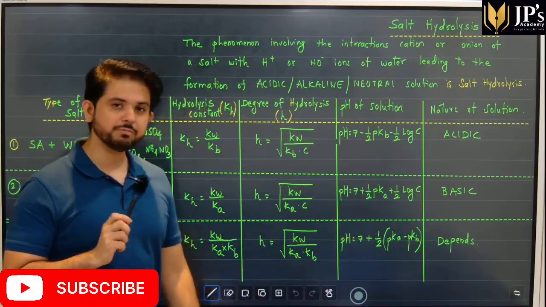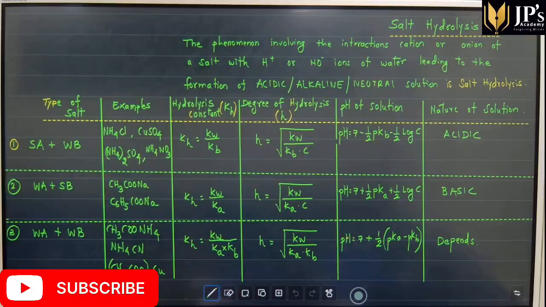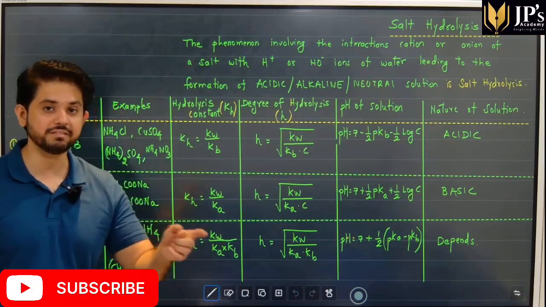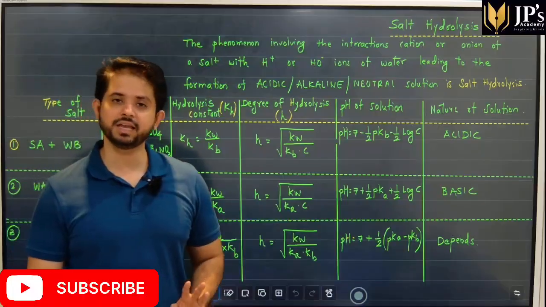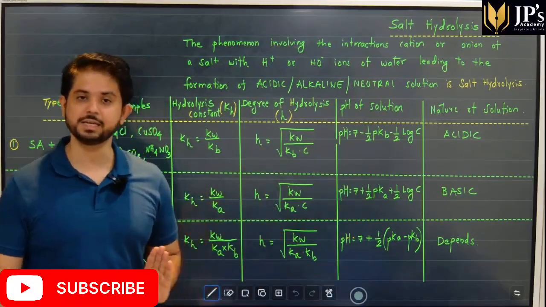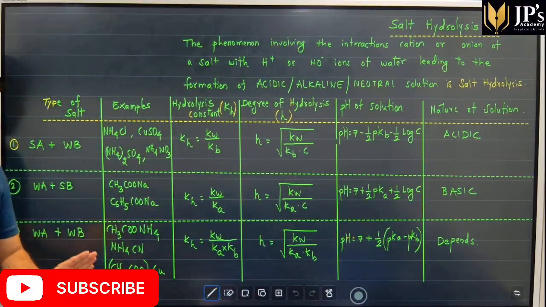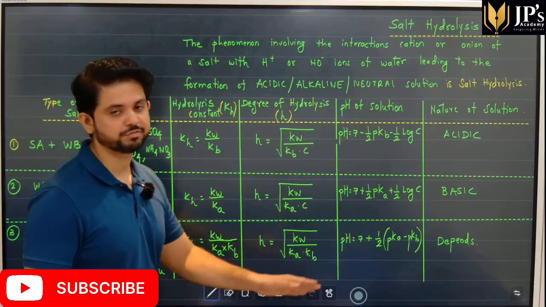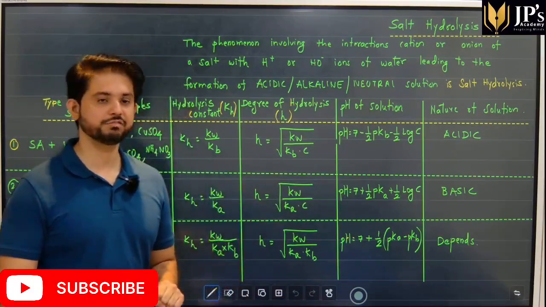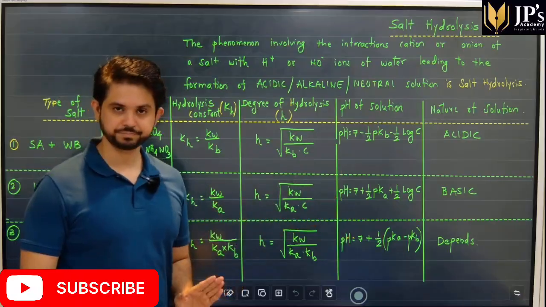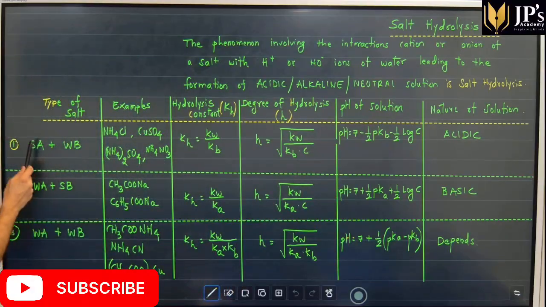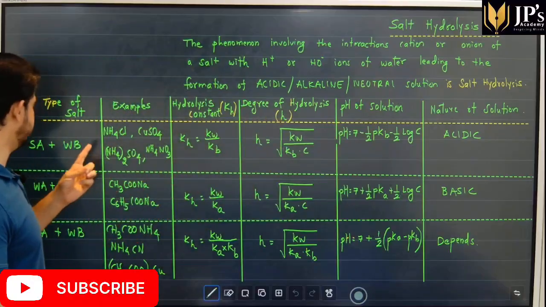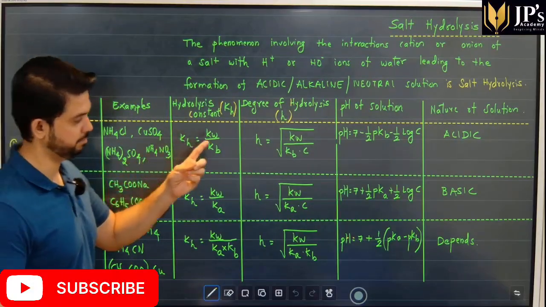When we do the same for a salt of weak acid and strong base, the pH will be more than 7, so it is 7 plus half pKa plus half log C. And in the third case, where you have a weak acid and weak base, the formula is 7 plus half pKa minus half pKb. Now, if my acid is strong, my solution will be acidic. If my base is strong, my solution will be basic.